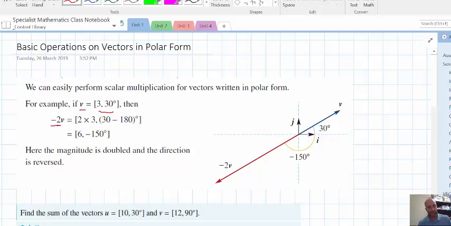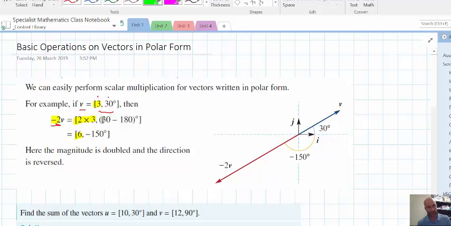So -2 being the real number on the front of the vector, a scalar of -2, well, basically in polar form the magnitude is always positive. So if you haven't noticed that, that will always be a positive quantity. It's the direction that will reverse its effect. So if we've got -2 on the front, we multiply the existing magnitude by the absolute value of -2, which is just 2, and we get 6.